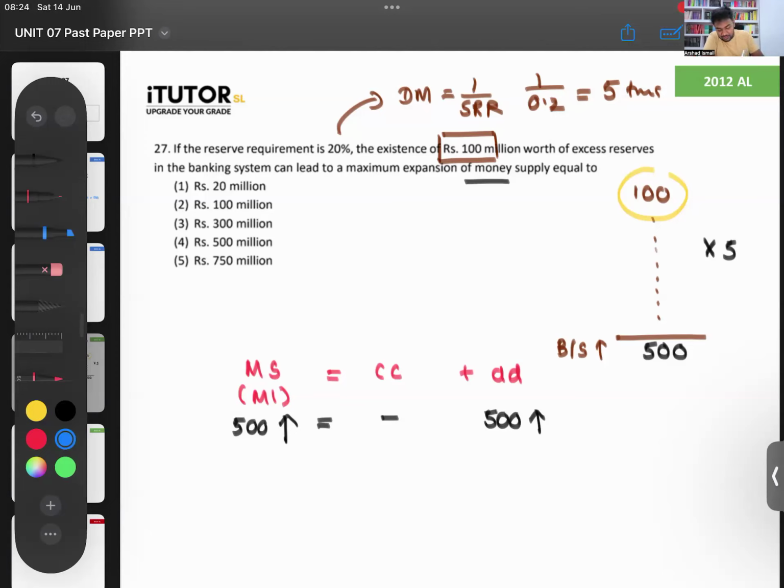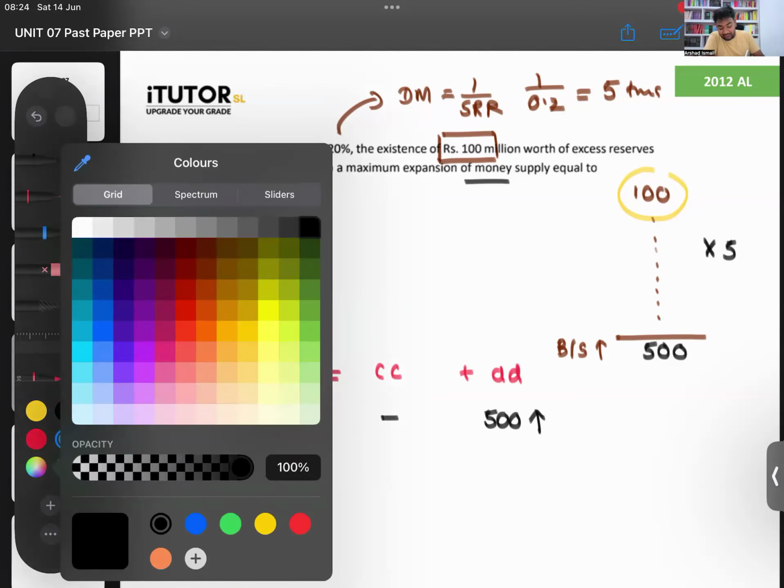Answer could be number 5. If 600 is the answer, if the question asks total deposit, also mentioning 100 is an increase. Yeah, no, it's like this. So no, it will not be 600 then.